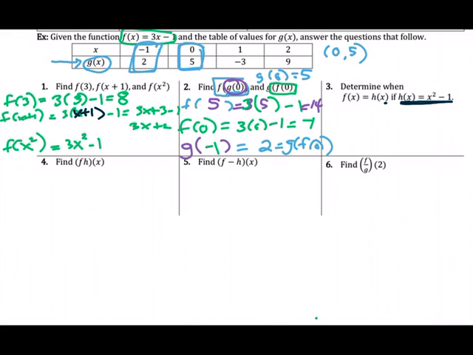Number 3 says determine when f of x equals h of x. So I'm going to take f of x, 3x minus 1, and set it equal to this new function, x squared minus 1. And now I'm going to move everything to the same side. So 0 equals x squared minus 3x. This I can solve by factoring out the greatest common factor. So this is going to be true when x is equal to 0 or when x is equal to 3.